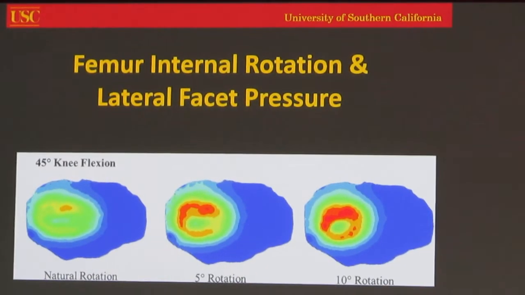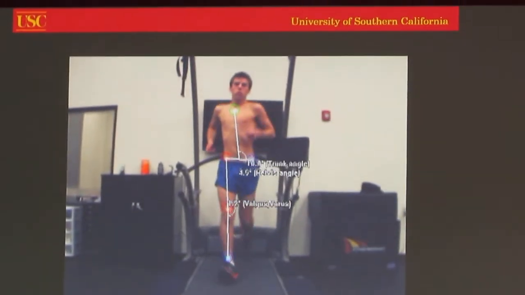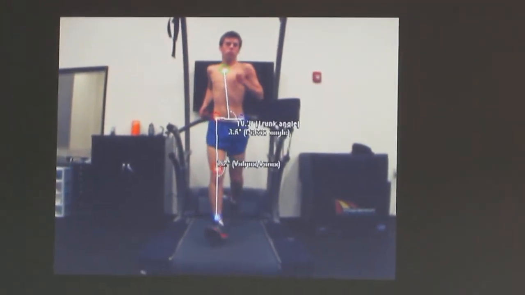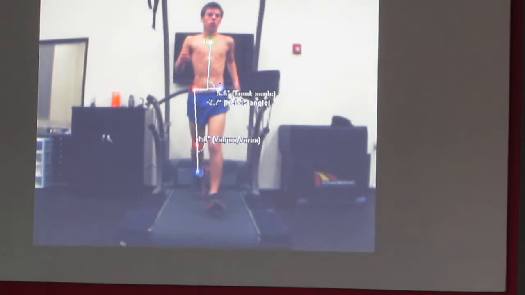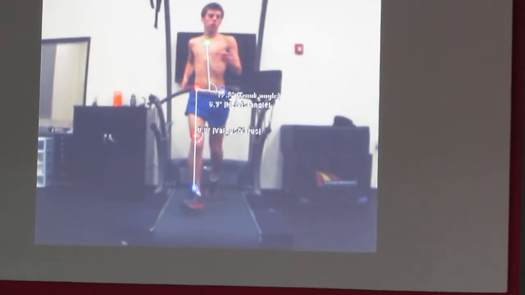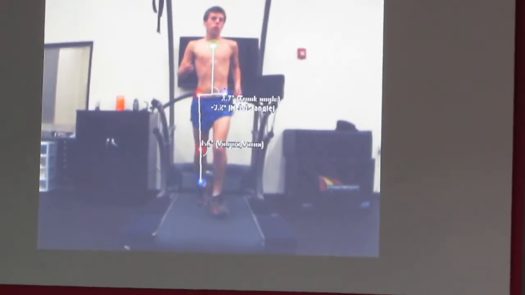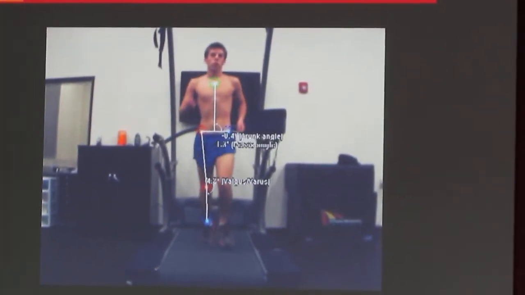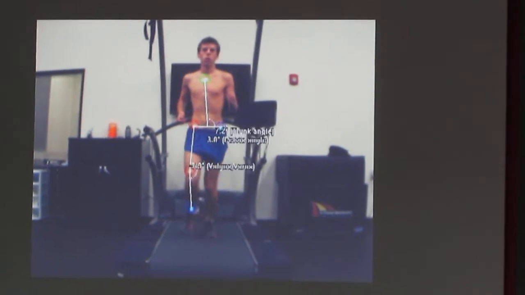This is highly problematic. So when you look at a runner, you can clearly see here that as he hits the ground, there's some internal rotation of the hip. There's also some hip adduction, which I'll talk about in just a minute. So transverse plane motion of the lower extremity is highly problematic here.